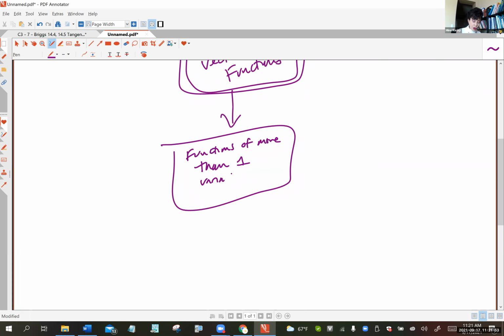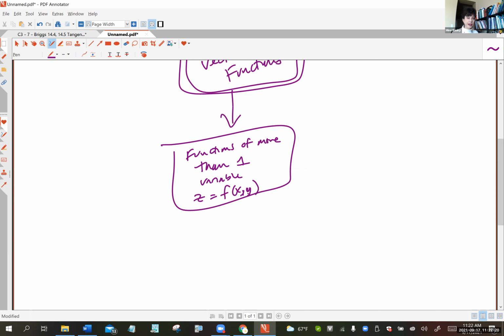So instead of just y equals f of x, you're going to have z equals f of x comma y. This is an example of two variables, x and y. And then we're going to do partial derivatives and all sorts of fun, and play with functions of more than one variable. We're going to do limits again and domains. And in that module, we'll do a lot of derivatives and stuff like that.